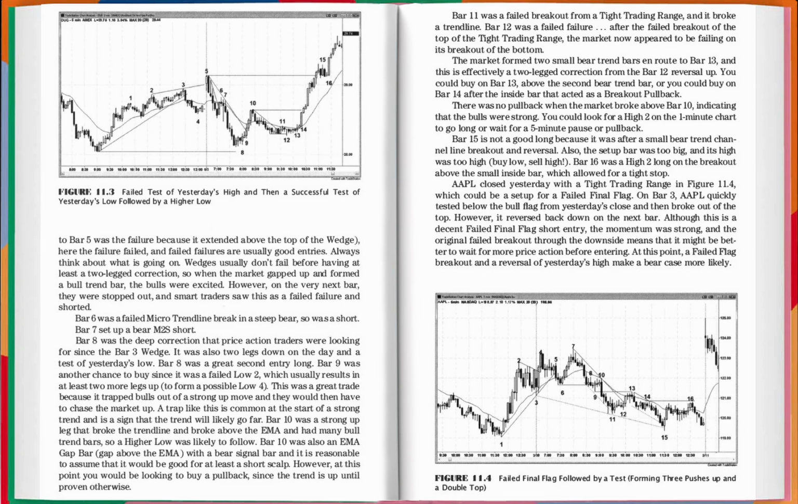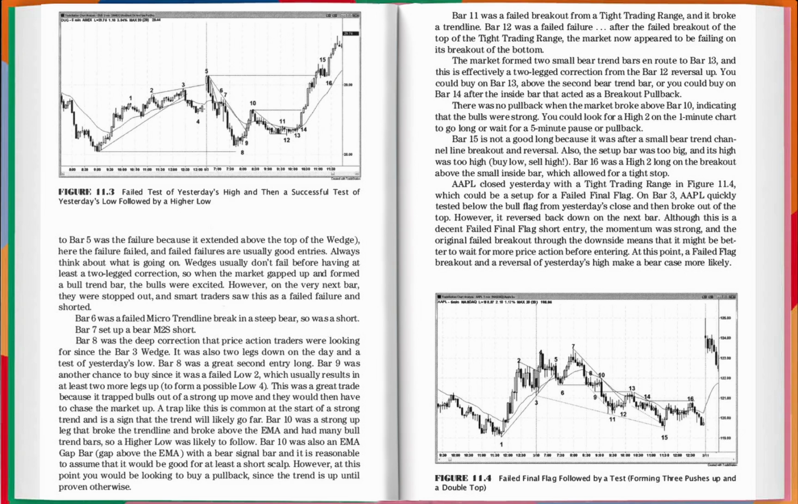Apple closed yesterday with a tight trading range in figure 11.4, which could be a setup for a failed final flag. On Bar 3, Apple quickly tested below the bull flag from yesterday's close and then broke out of the top. However, it reversed back down on the next bar. Although this is a decent failed final flag short entry, the momentum was strong, and the original failed breakout through the downside means that it might be better to wait for more price action before entering.